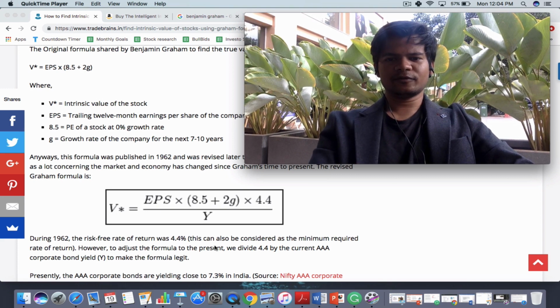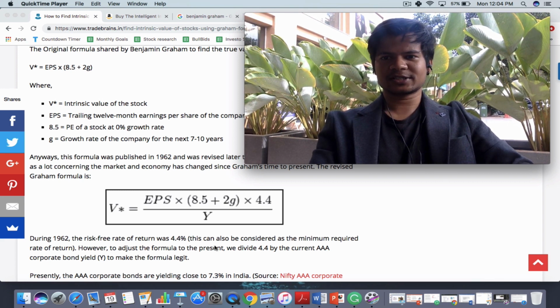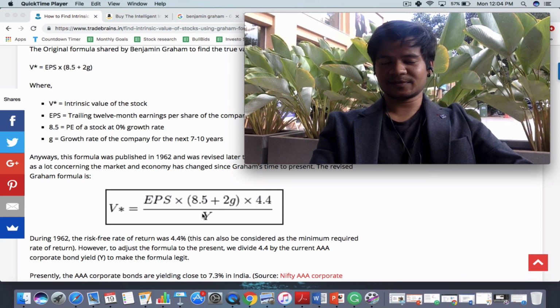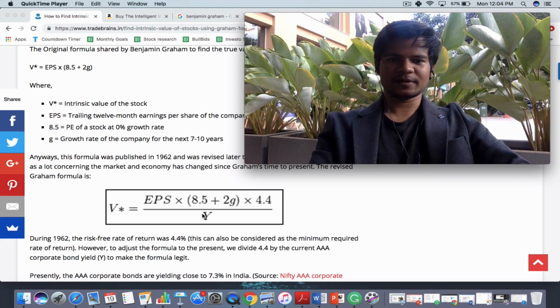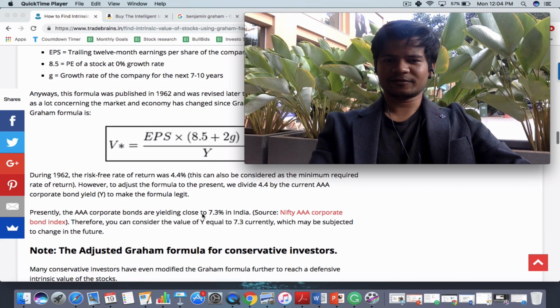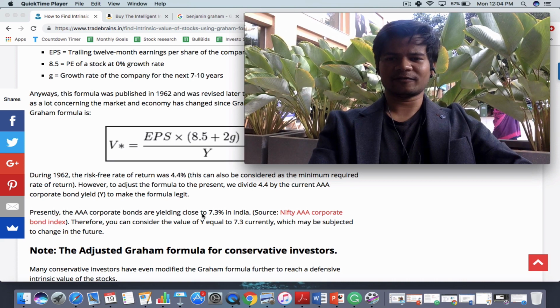So here 4.4 is the risk-free rate, or you can say that the AAA corporate bond yield at the time of 1962. However, this bond yield is not the same in the current time, and that's why you have to divide by Y. Y is the current bond yield at the present time. For India, it is currently 7.3%. On the other hand, if you look at United States, it's around 3.5%.